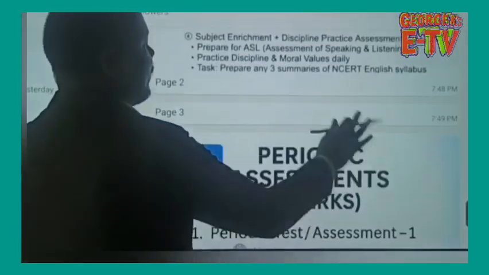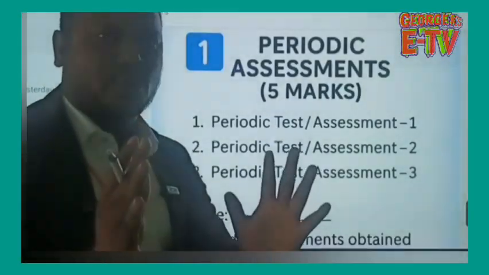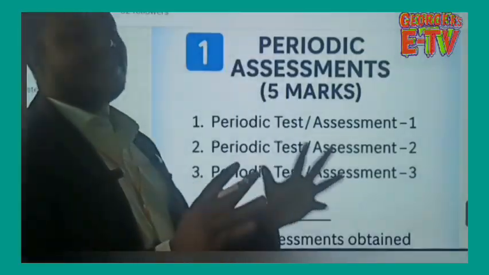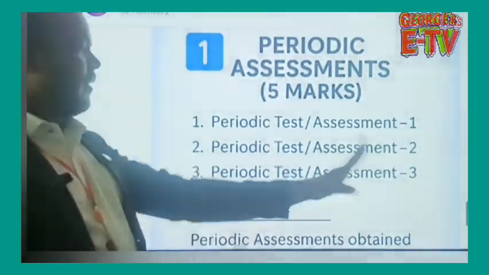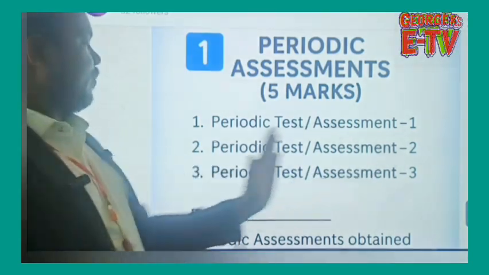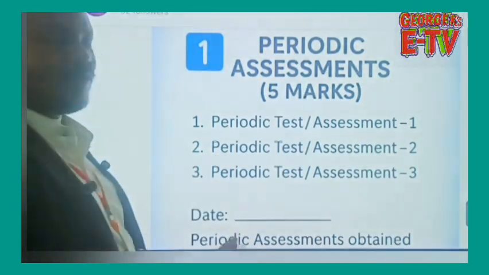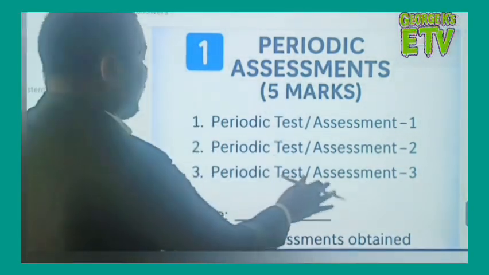Next is page 3. You have to make this poster. This poster is about periodic assessments of 5 marks. This poster as it is, you can make periodic test 1, assessment 1, periodic test 2 or assessment 2, periodic test 3 or assessment 3 of 10 marks. Questions I have given, and you can find them. First you make this poster.